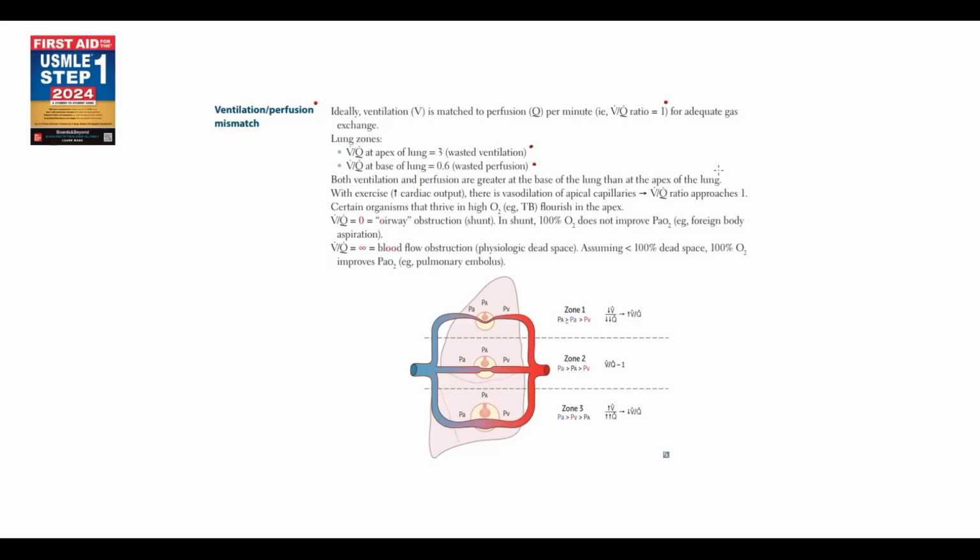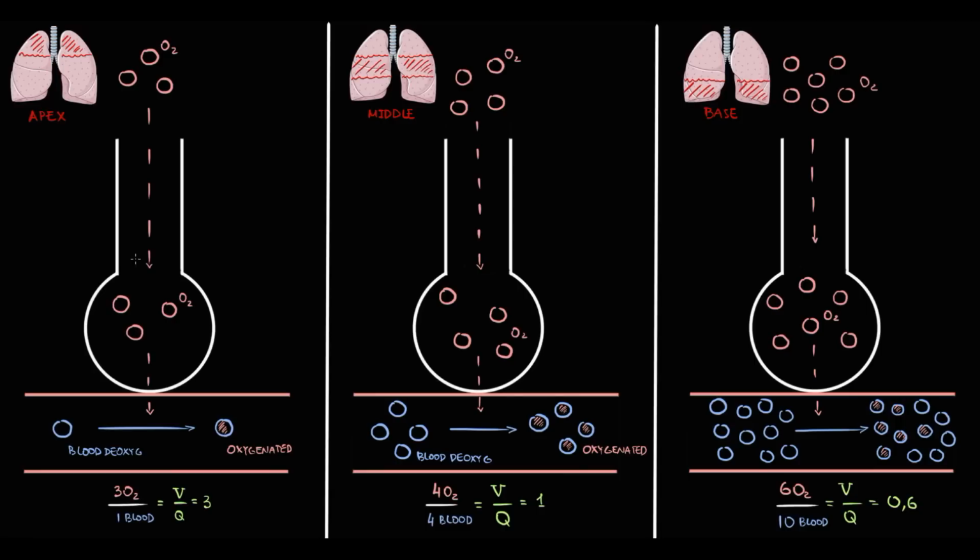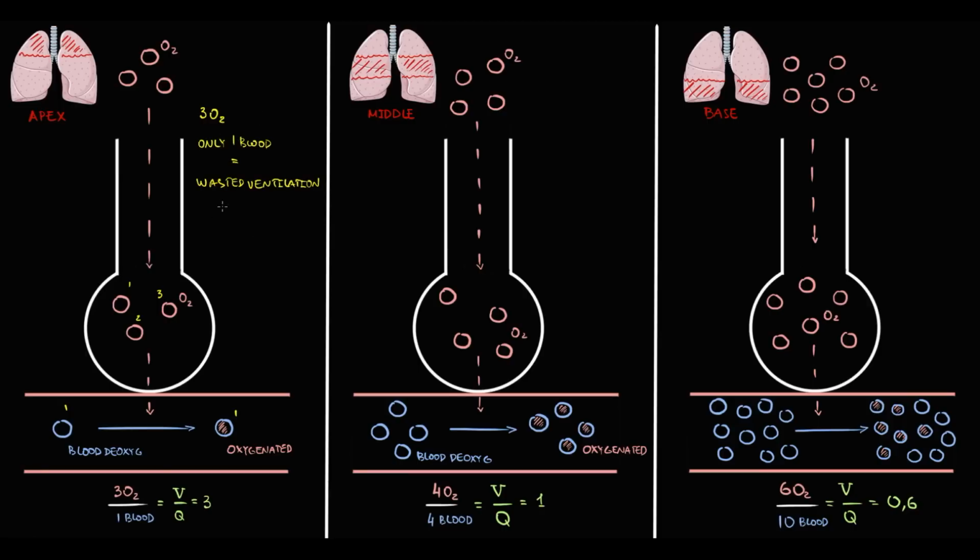There are 2 key concepts that you should know. First of all, the apex of the lungs is the favorable place for Mycobacterium tuberculosis. And also, both ventilation and perfusion are greater at the base of the lungs than at the apex. So let's explain why that is. In the apex, for 3 units of oxygen we have just 1 unit of blood. Because of this, we call this the zone of wasted ventilation. And this high oxygen environment at the apex makes it a favorable location for certain organisms, like Mycobacterium tuberculosis.